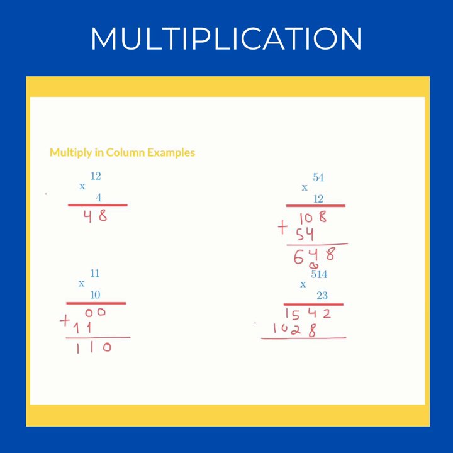And now I have to add. So 2 plus nothing is 2. Then I have 4 plus 8 is 12. So here I have 2, and the 1 goes up. Now I have 5 plus 2 is 7, plus 1 is 8. Then I have 1 plus 0 is 1, and nothing plus 1 is 1. So the answer is 11,822.